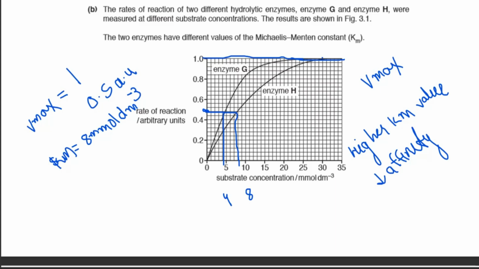So you can write enzyme G has low Km. Starting off, you need to mention what exactly Km is. So you'll write Km is the affinity of enzyme for its substrate, and then you'll write that G has low Km value, which means that enzyme G has a higher affinity for its substrate than H.